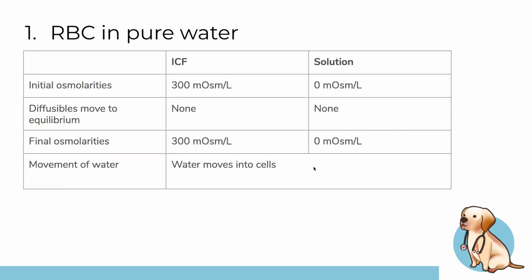And so then you look, if they're equal, then it's isotonic and there's no water movement. But in this case, they're not equal. So the water moves into the one with a higher osmolarity. So here water will move into the cell.